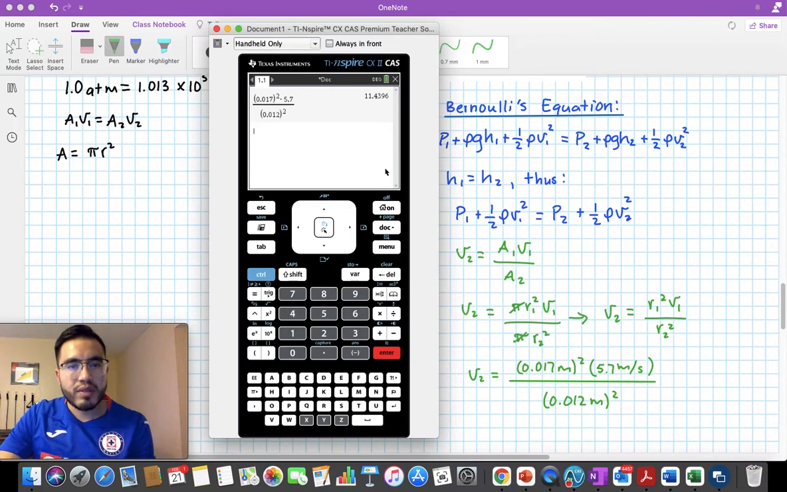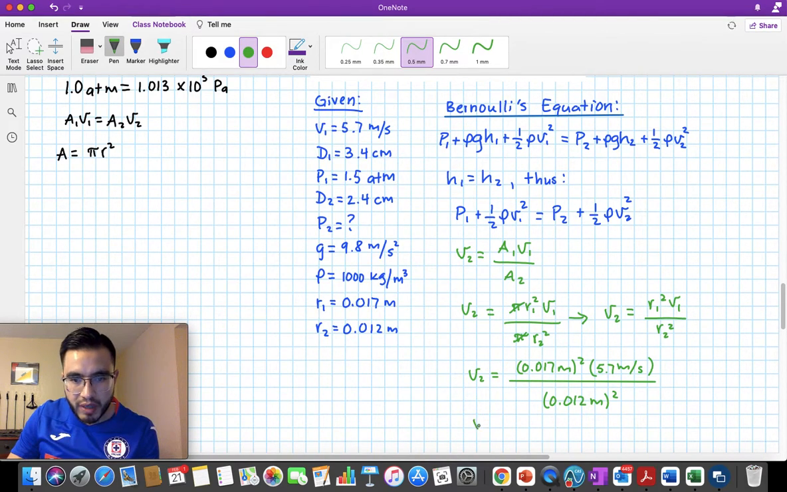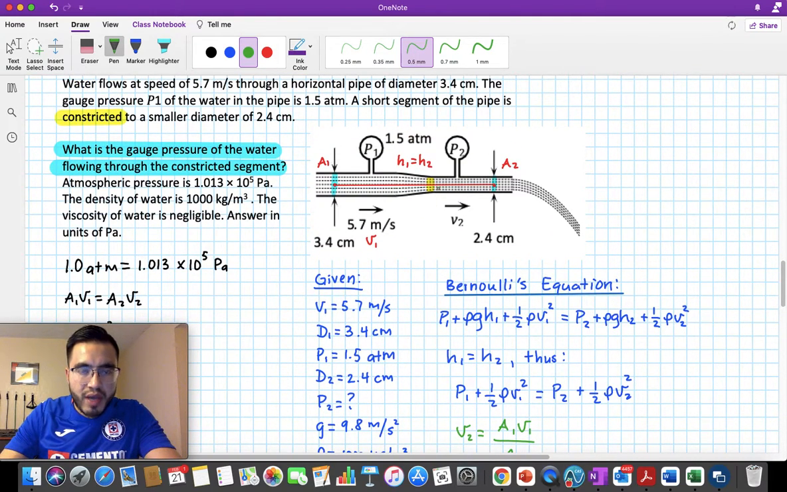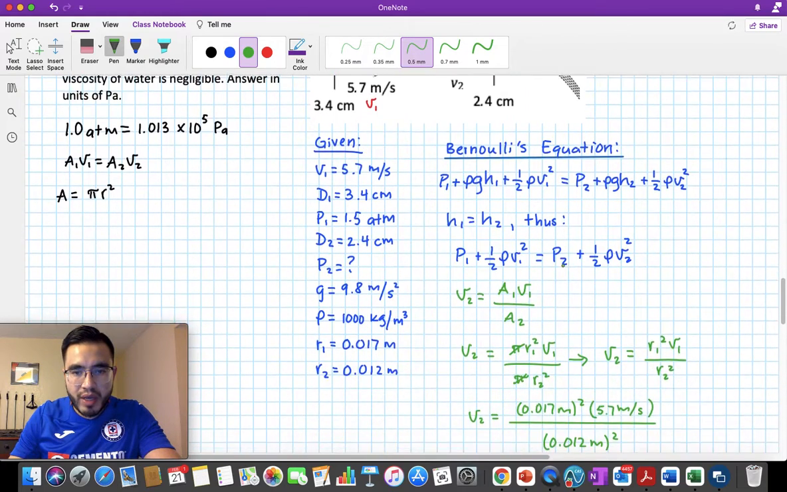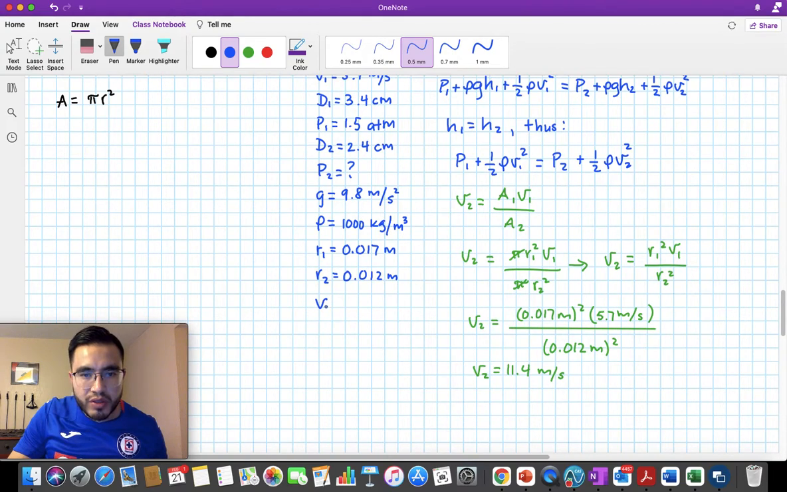It is about 11.4, right? We are using how many significant digits? 2, so, well, 11.4. We're going to use 11.4, although I'm going to keep this number and I'm going to use it. We're going to say velocity 2 is 11.4 meters per second. And that makes sense because we have a smaller cross-sectional area, so it has to go faster. Okay, we have velocity 2.